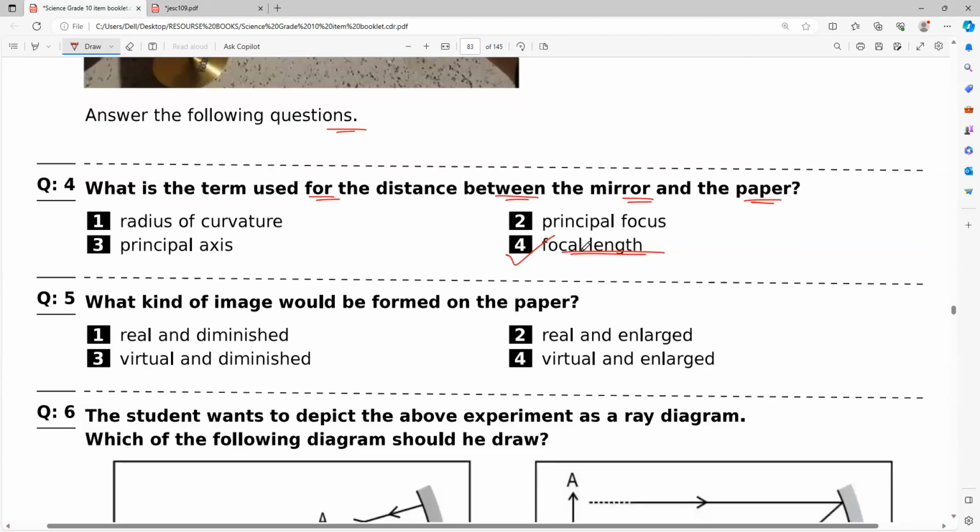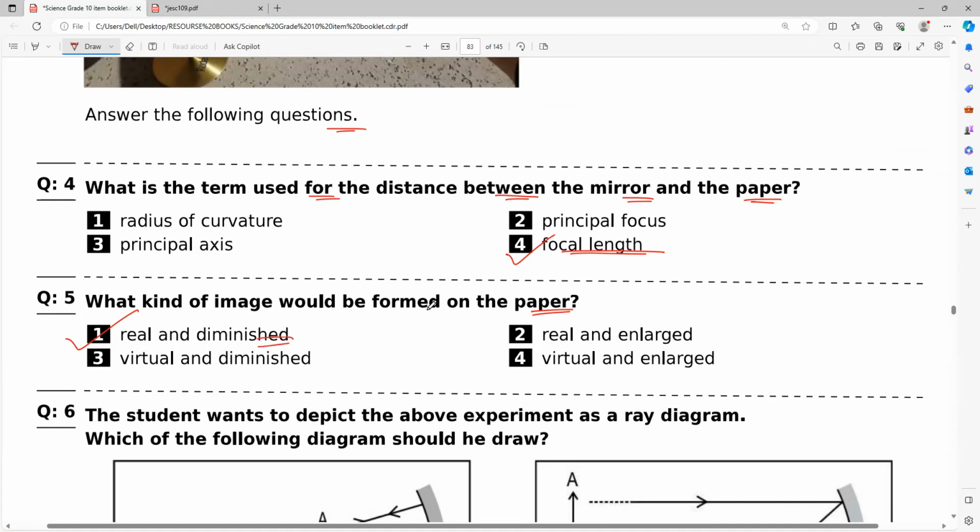Next, what kind of image would be formed on the paper? What kind of image will form at the focus? Real and highly diminished. Here there is no option saying highly diminished, so the answer is option 1. Make it real and diminished image.